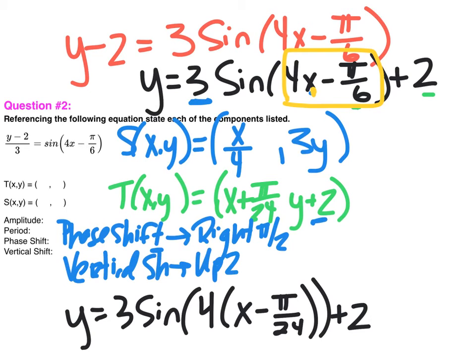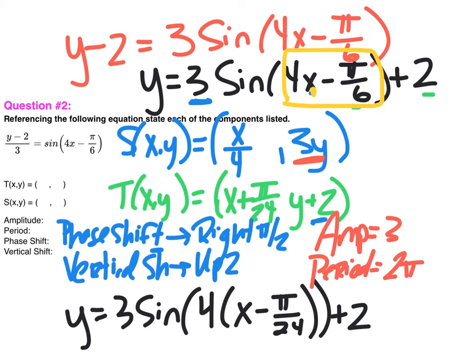Now let's look at the scale changes. To get this scale change, we know that this right here is our amplitude. So the amplitude is 3. Each hump is 3 units high and 3 units low. The last one you have to be careful of is the period. So remember on period, you have to start with something. And sine and cosine have a standard period or repeating pattern of every 2 pi. So at a minimum, our answer for period would be 2 pi.